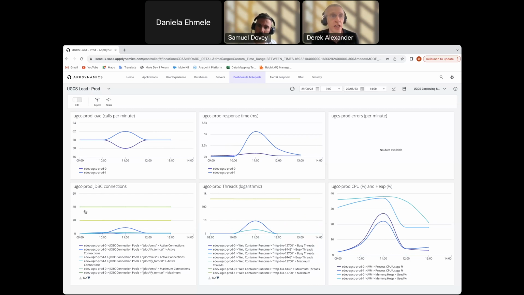And I was worried. I'd created this in the development stage, and I was worried: am I going to have to do all this pointing and clicking 18 times more? AppDynamics had a great feature. I was able to simply export the configuration of this dashboard as JSON.